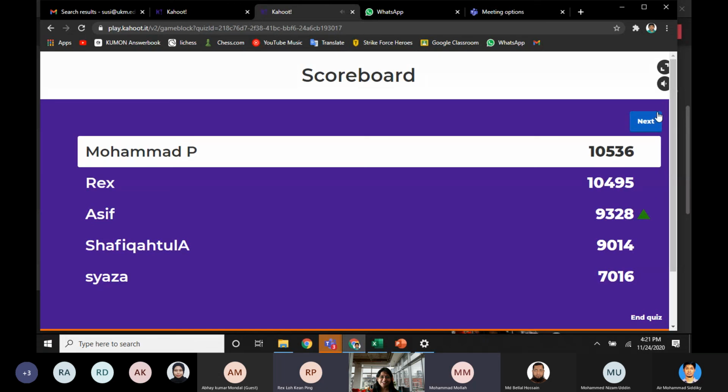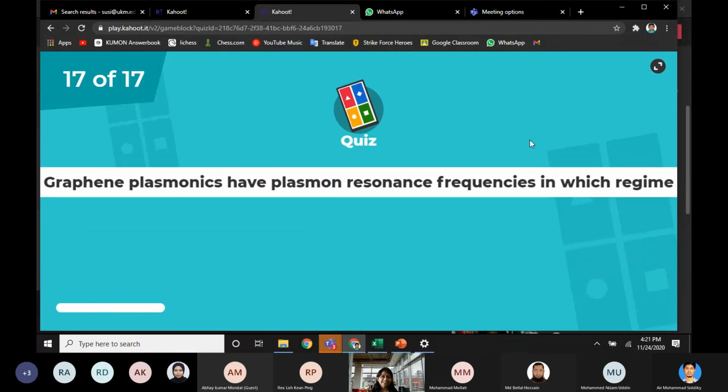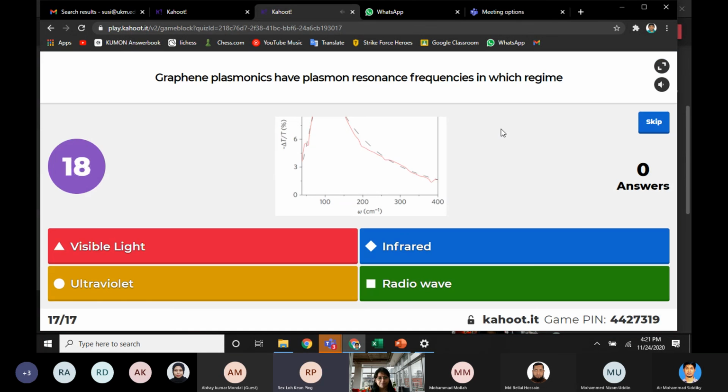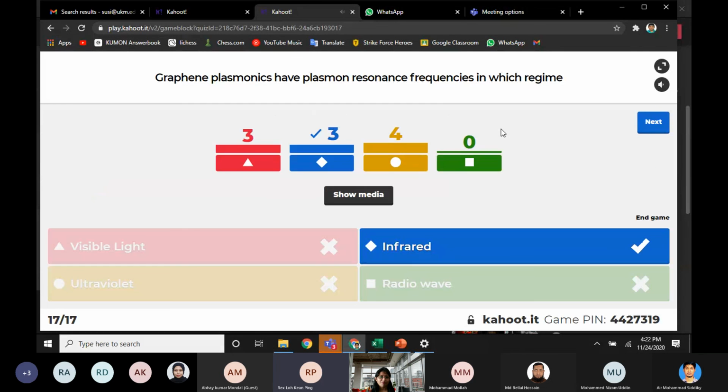Okay. Asif coming up. Can you be in first place? Last question. Graphene plasmonics have plasmon resonance frequencies in which regime? Graphene. Wait. Graphene. Oh, yeah, the answer is infrared. Okay, it is in infrared.